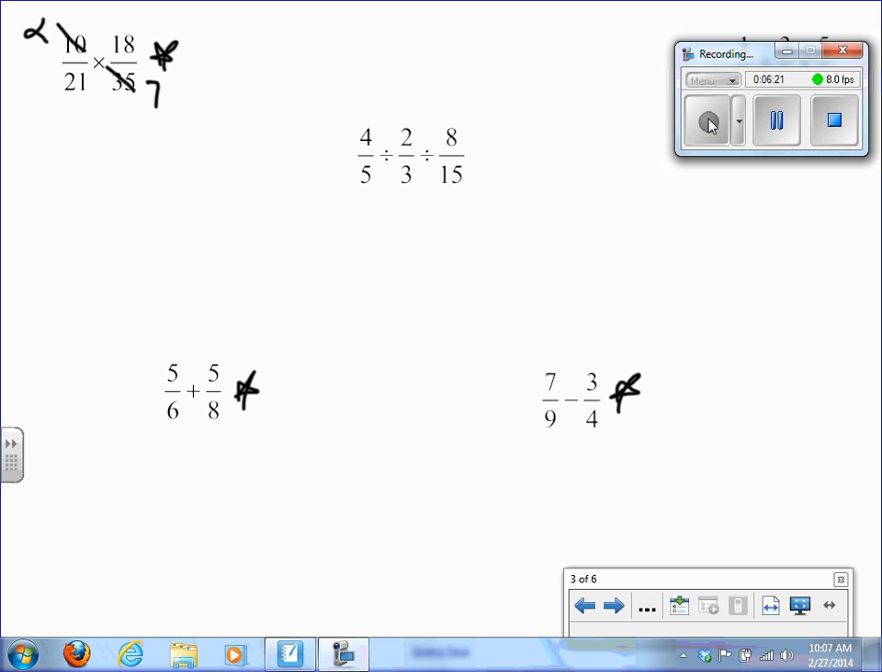2 and 7. Good. Somebody else, what did you simplify on the other side? Hannah. 7. Good. 6 times 2, everybody. 7 times 7. And that is in lowest terms. That's the best I can do here.